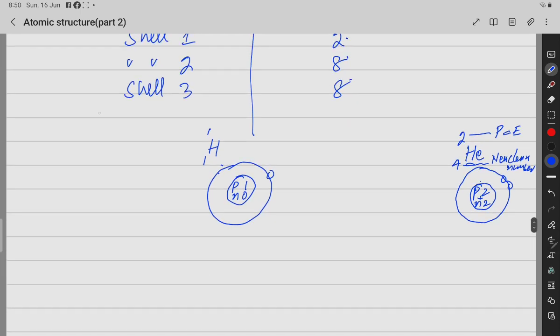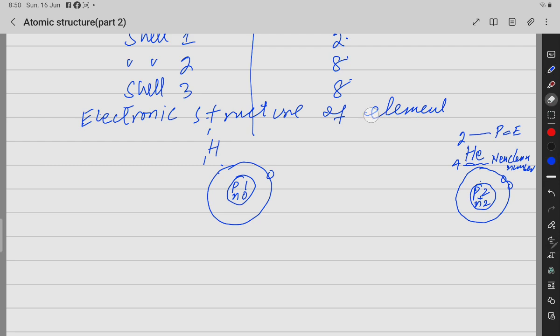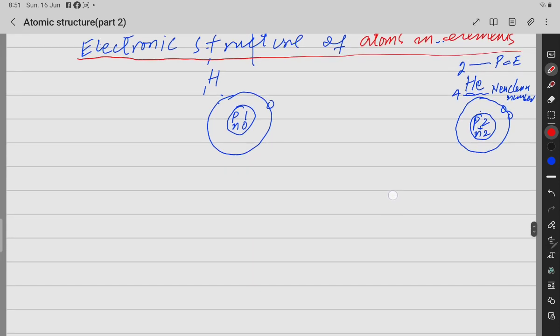So this is the electronic structure, the atomic structure of atoms in elements. So this is the first period.